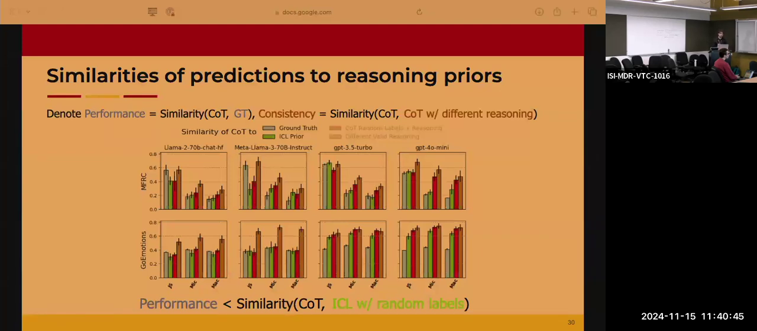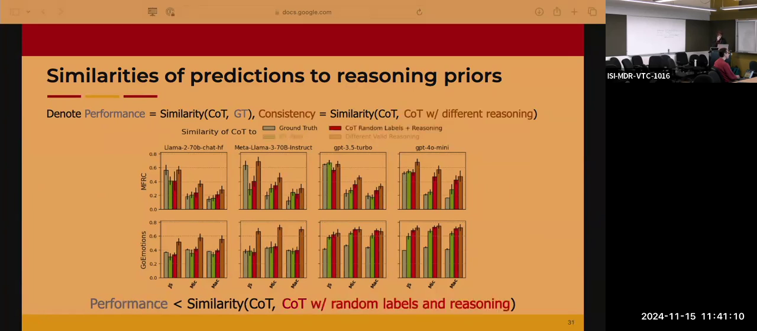So again, if you look at Llama 2 70 billion, the similarity to the ground truth is actually higher than the similarity to the in-context learning prior. However, for GPT-4, you can see that the similarity to the in-context learning prior is much, much higher than the performance of the model. So we're seeing the same pattern when we evaluate this in large language models. What's very interesting is that the same effect is happening for chain of thought with both random labels and random reasoning chains.